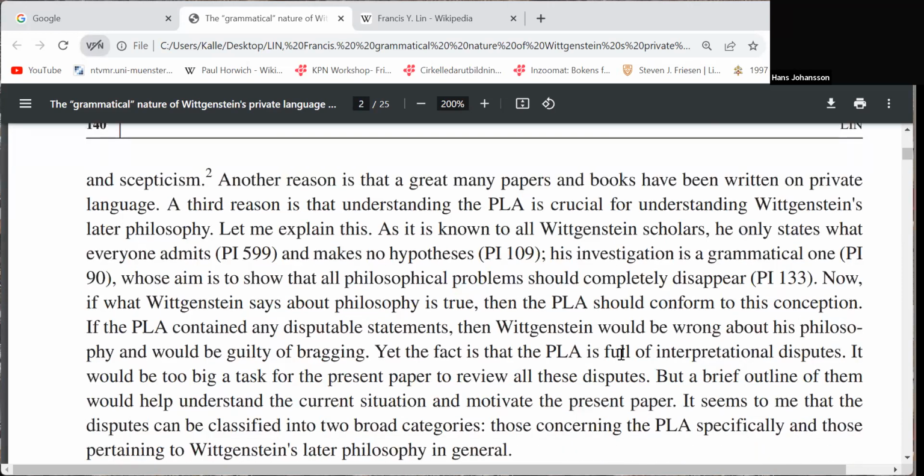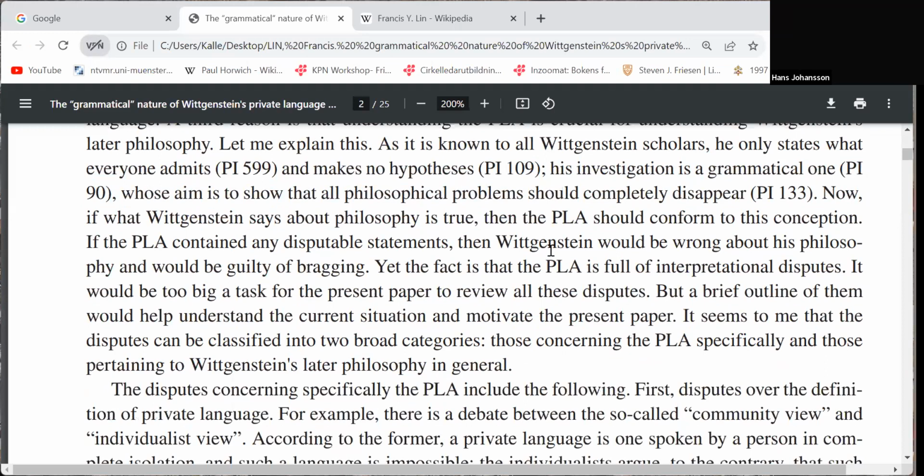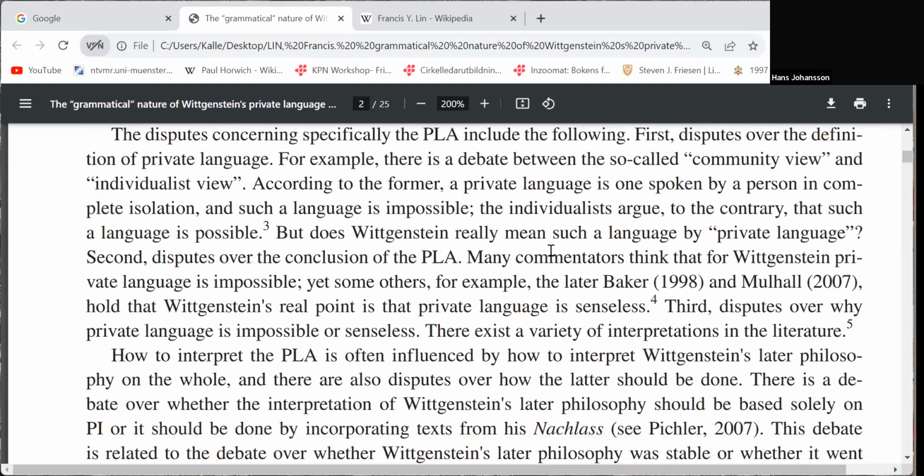3rd line here, this is a part of a sentence. He only states what everyone admits. Remember that. He makes no hypothesis. His investigation is a grammatical one. And we go down to the 2nd paragraph of that page. I will just mention this is a condensation, so I won't read it. But you learn that Baker and Mulhall means that Wittgenstein's real point is that private language is senseless.